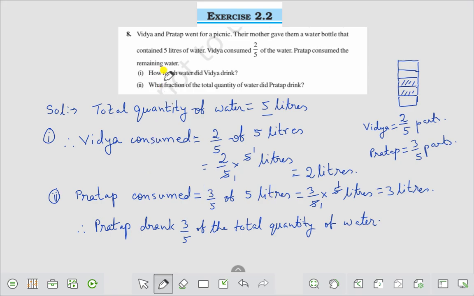Now here see the first question, how much water did Vidya drink? Therefore, we can say that Vidya drank 2 liters of water. The answer of question number 1 is therefore Vidya drank 2 liters of water.